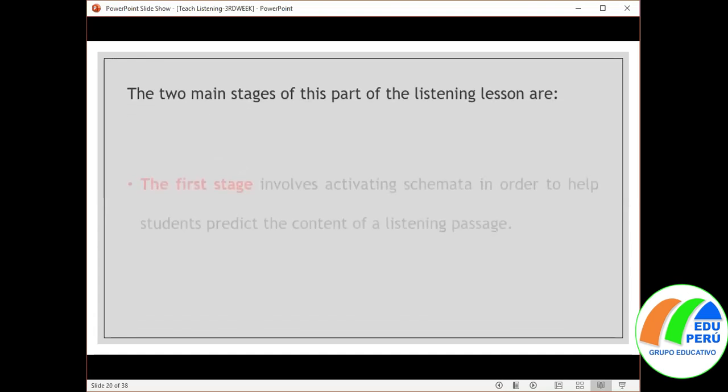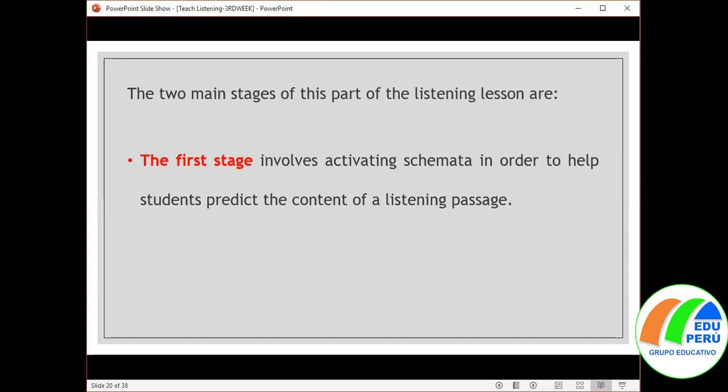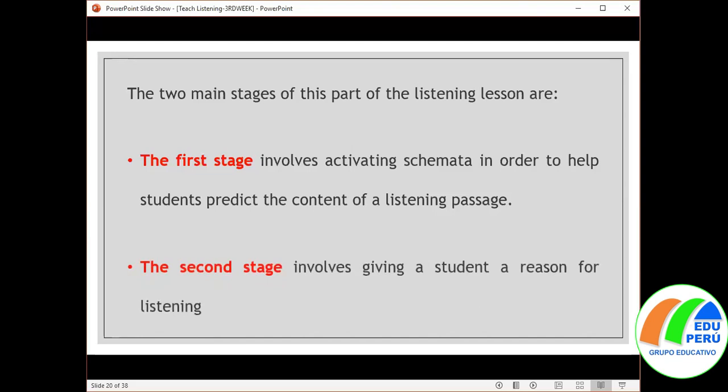Now, the two main stages of these parts of listening lessons are: the first stage involves activating schemata in order to help students predict the content of a listening passage. The second stage involves giving a student a reason for listening, right? So the first, activate schemata to predict the content. And then you have to give a student a reason for listening for specific information, listening for gist, listening in detail. So you have to give a reason: extensive listening, intensive listening. So you must give them a reason.